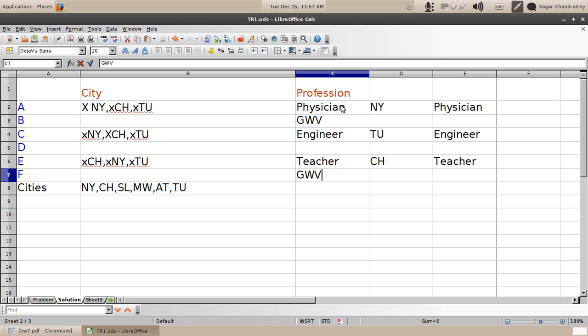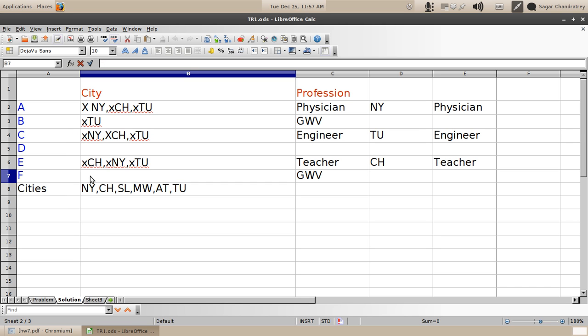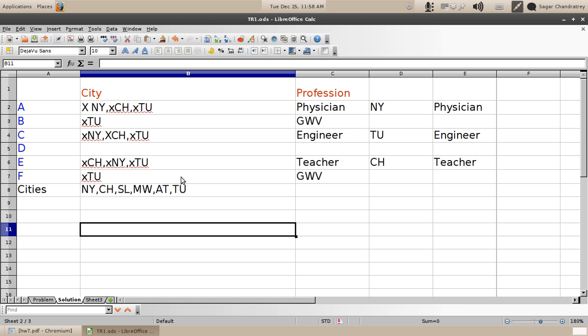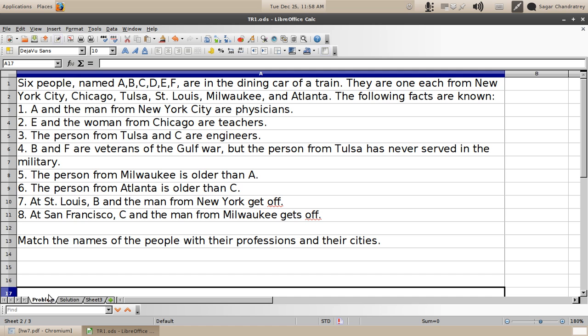but the statement says that the person from Tulsa has never worked in the military. Now these two people, B and F, have already worked in the military, and therefore they cannot be from Tulsa. So I'll put that information here. That is the only information known about B and F: that they have worked in the military, and because of that they cannot be from Tulsa. Okay.